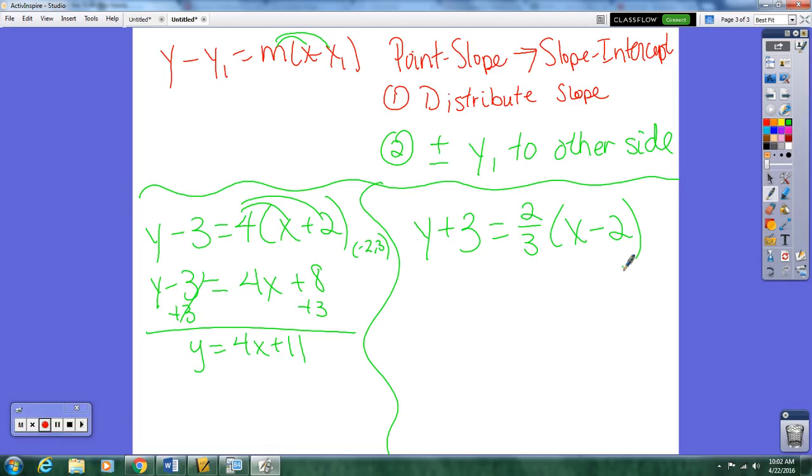Mine's gotten a little bit harder. It's got a fraction, but you're going to have calculators, so it's really not that bad. But you can do this one in your head. It's really not too bad. So first thing, distribute that slope. So this side doesn't change. Now, what's the number in front of that x?